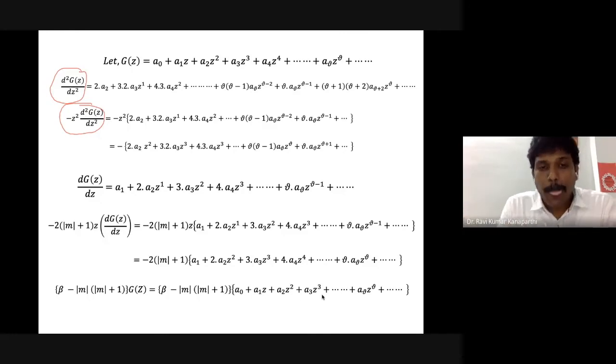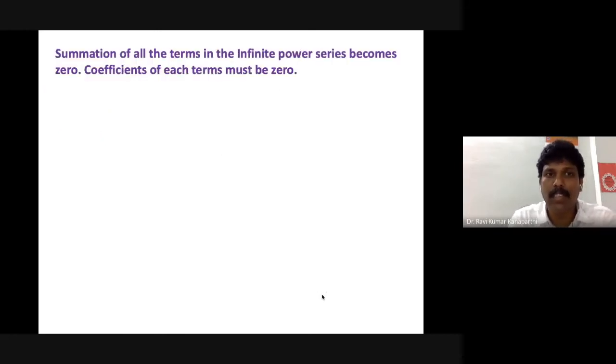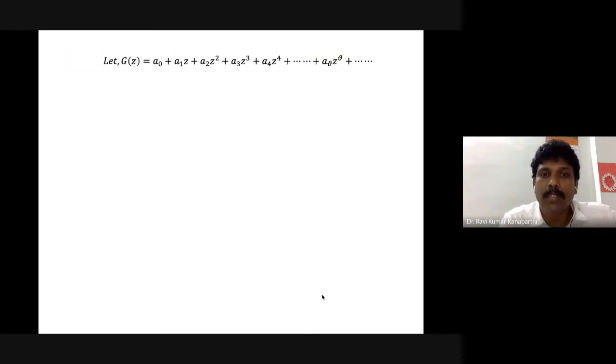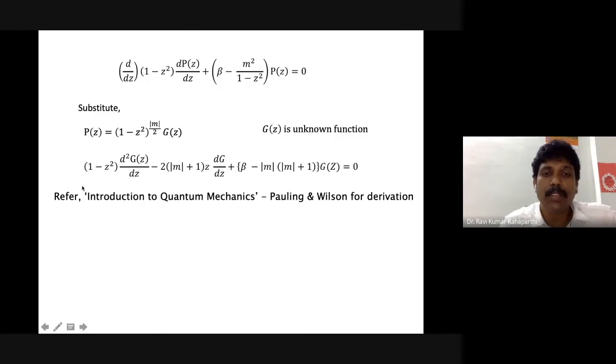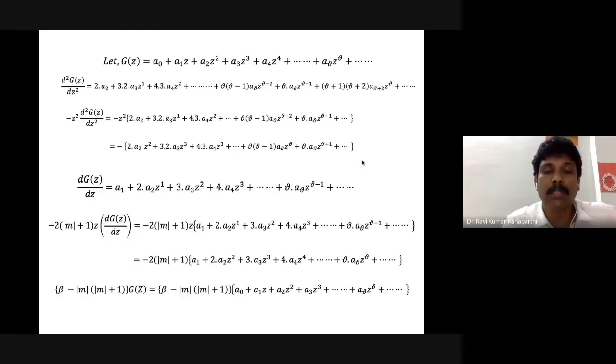Okay, now as you can realize that these are basically infinite power series, the summation of all the terms in the infinite power series becomes 0. Why? Because if you go back and see the differential equation, the summation of all these differential equation terms becomes 0. Therefore, after calculating all these things, if you take the summation of this infinite power series, it must be equal to 0.